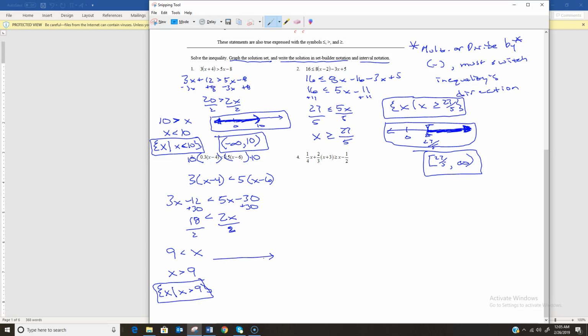If I graph it, my graph is going to start at 9, and I want everything bigger than that, but not including it, because it doesn't say greater than or equal. And again, if you have your x on the left side, the little arrow shows which way to graph it. Graph it to the right. Okay, and then my interval notation, it's going to start at 9 with a curvy bracket, and it's going to go to infinity.